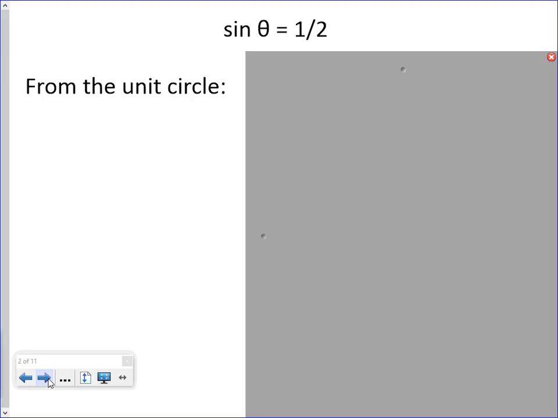if you were solving sine theta equals 1/2 from the unit circle, so think about things we did in chapter 4, that would be in the range 0 to 2 pi, where we include 0 but not 2 pi. What would your solutions be for this equation? So have a discussion with the people at your table groups. What would your answers be for theta?